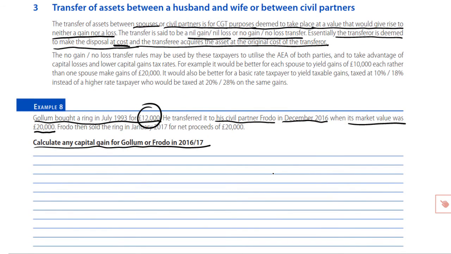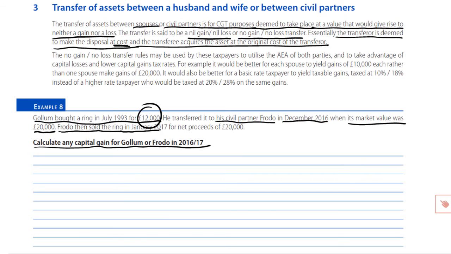It goes at cost. So Gollum has a deemed disposal consideration of 12, a cost of 12, so neither a gain nor a loss arises. It's a no gain, no loss transfer. And civil partner Frodo is deemed to have acquired at that figure, the cost of £12,000. So the transferee cost is the cost of the transferor. It's been acquired by Frodo at a deemed cost of £12,000. Now that is relevant because of what then happens.